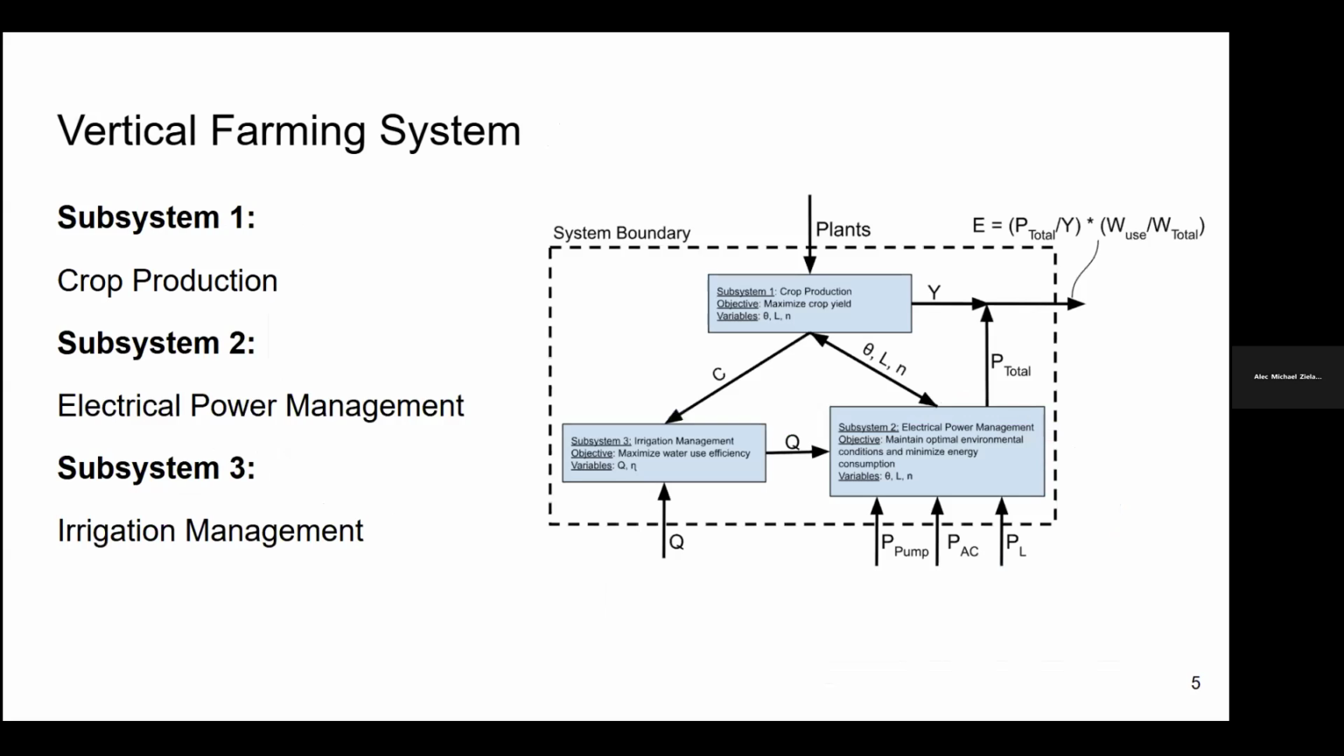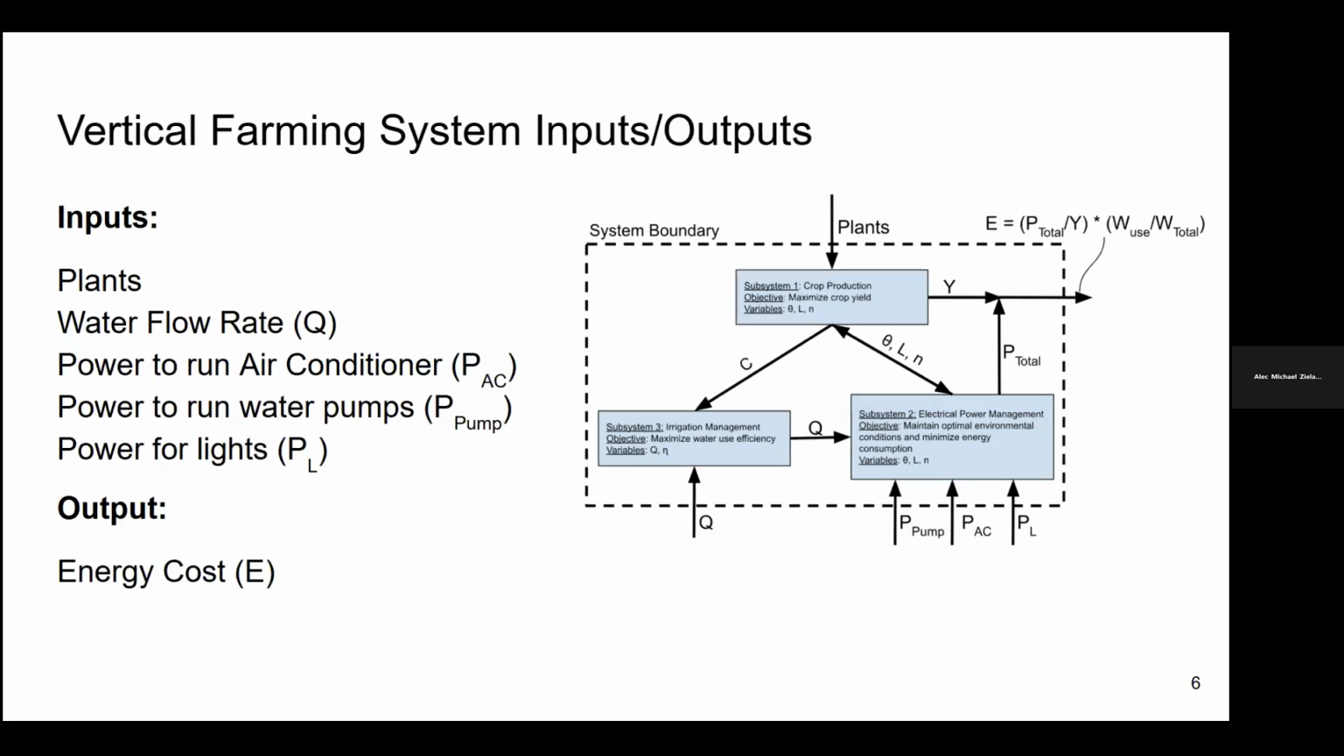The system has three subsystems, which are crop production, electrical power management, and irrigation management. The inputs to our system are the plants, water flow rate, power to run the air conditioning, power to run the water pumps, and power for the lights. The system will then output the energy cost of the system.